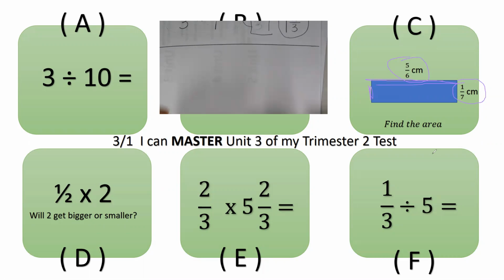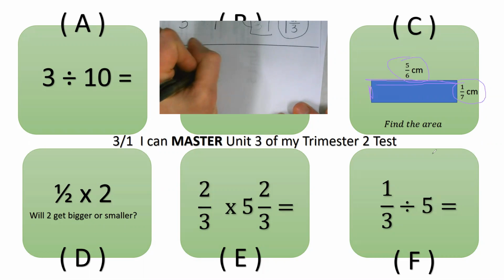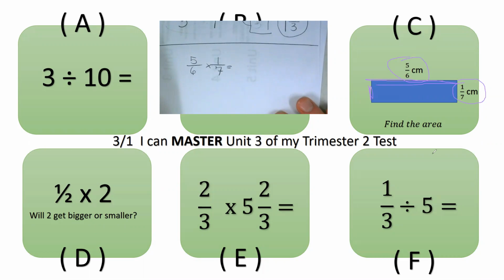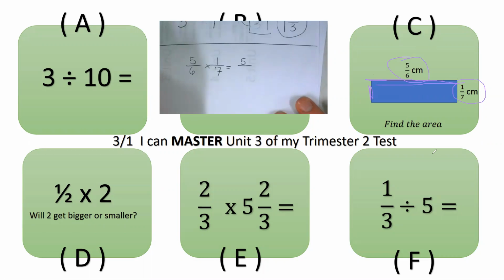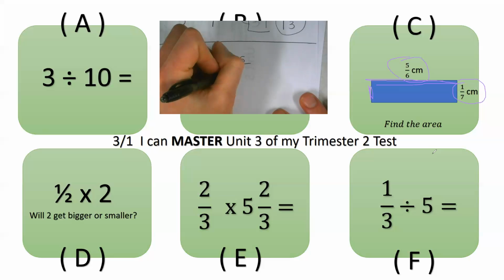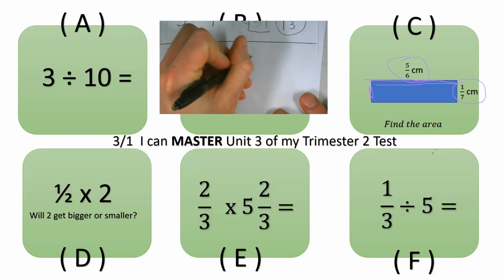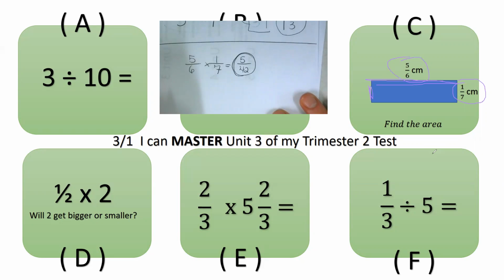So 5/6 is going to get multiplied by a 7th. 5 times 1 is 5. 6 times 7 is 42. And that is kind of your answer.